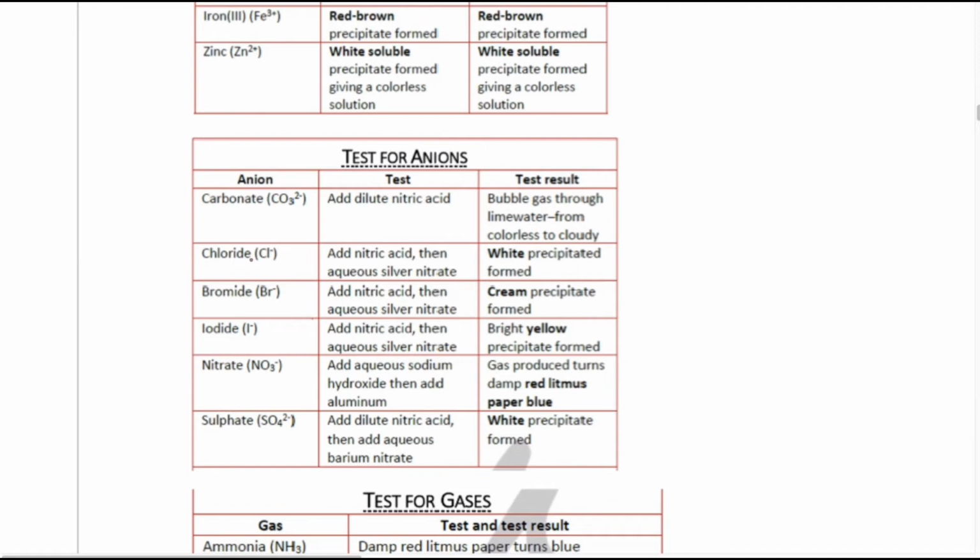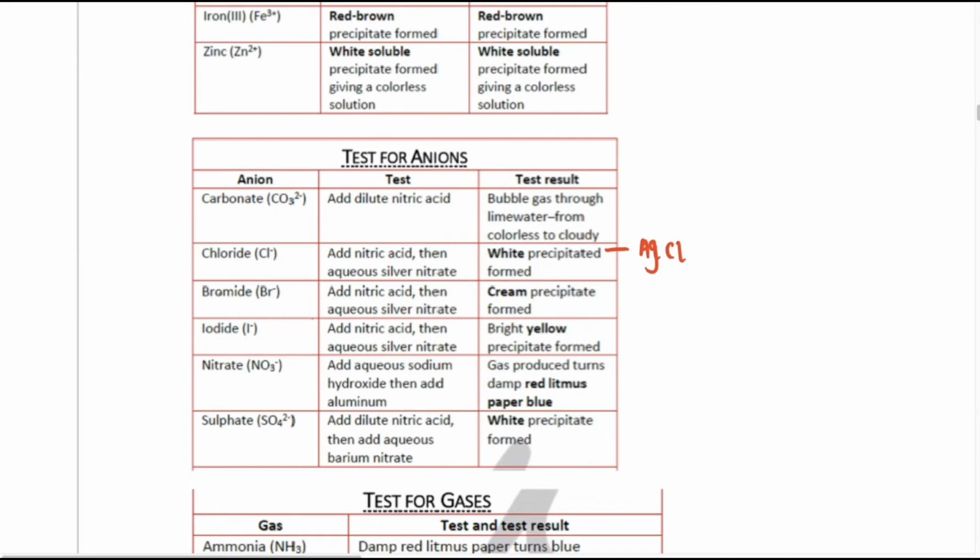Okay, now chloride, add nitric acid, then aqueous silver nitrate. So silver and chloride form silver chloride. Silver chloride is an insoluble salt, which is why we have this observation, a white precipitate forms, which is silver chloride. Okay, so why do we add nitric acid? You just want silver chloride to form AgCl. So we add nitric acid to purify it, to remove impurities.